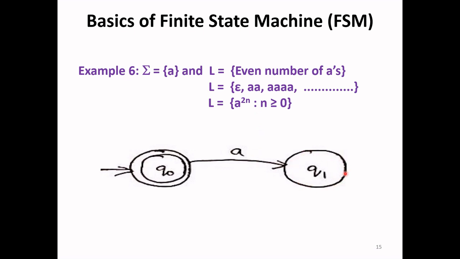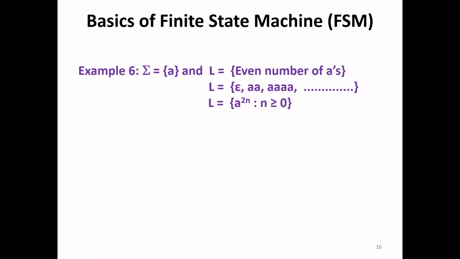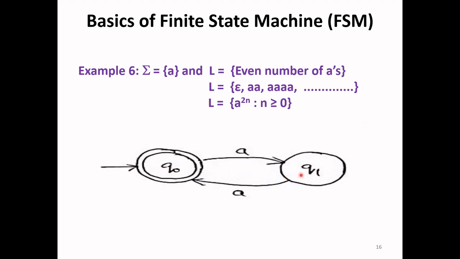So the state Q1 is an intermediate state. But as you know, the second A must be accepted. So at that time, what to do is take one more transition from Q1 for input symbol A back to Q0, which is a final state. Now if you see, string AA: start from the initial state Q0, 1A going to Q1 and the second A going to Q0, which is a final state. Hence the string AA is accepted.